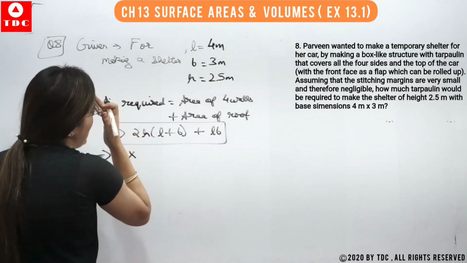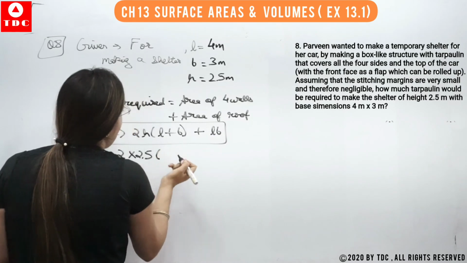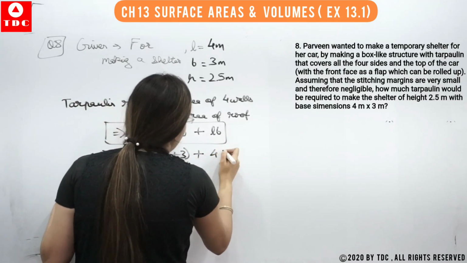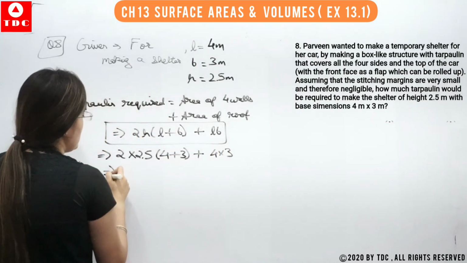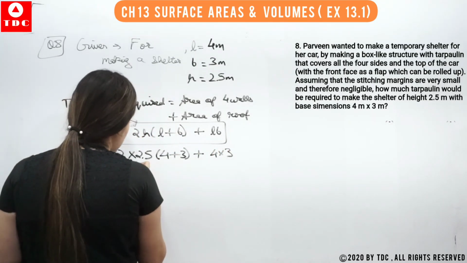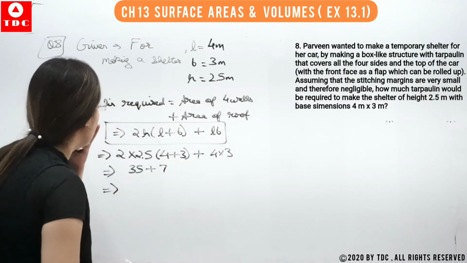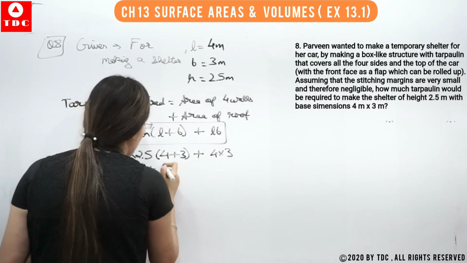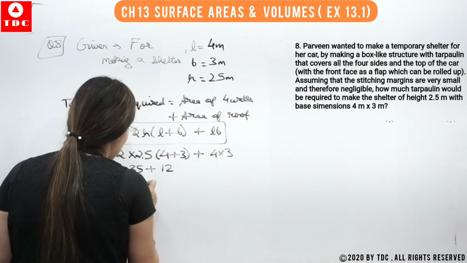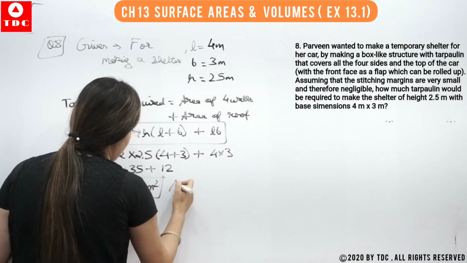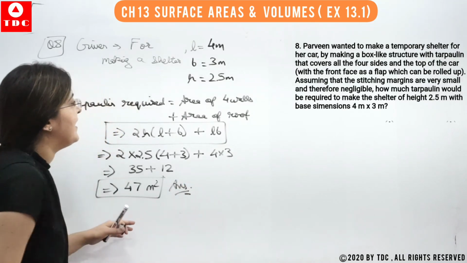2 into H. H is 2.5. L plus B, 4 plus 3, plus 4 into 3. How much will you get? 5 sevens are 35 plus 7. Okay, no. 35 plus 4 threes are 12. You will get 47 meter square. This is your final answer.